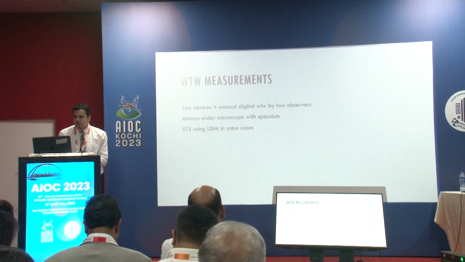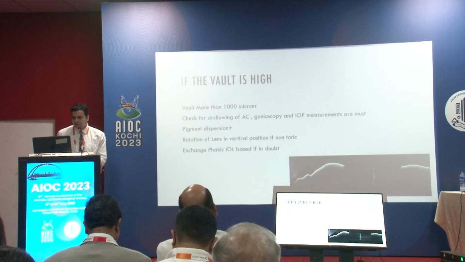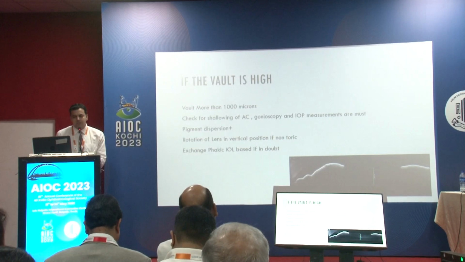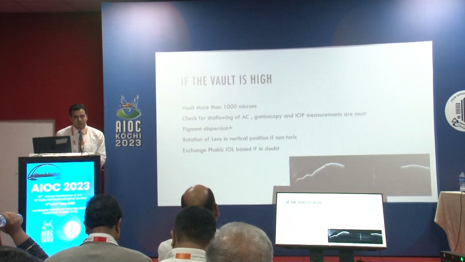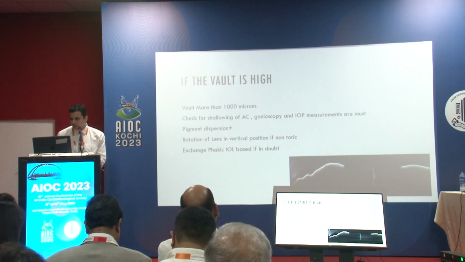So two devices, manual and digital, by two observers, always under the microscope, and STS whenever needed in some cases. If the vault is high, more than 1000 microns, perhaps rotation of the lens into the vertical position, if not toric, can be done. Or perhaps, when in doubt, please exchange the lens then and there itself rather than landing up into complication.